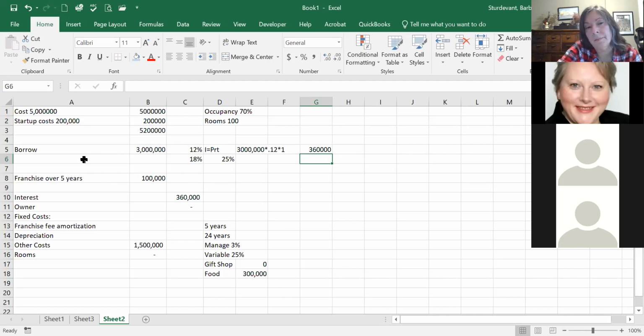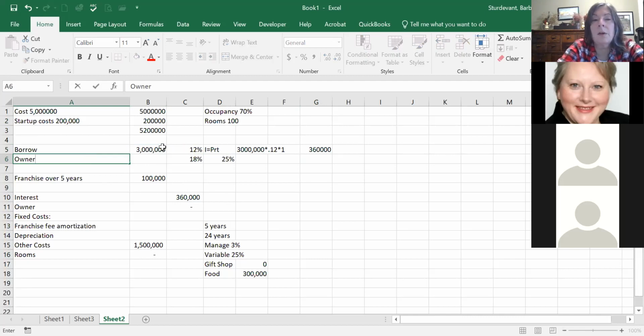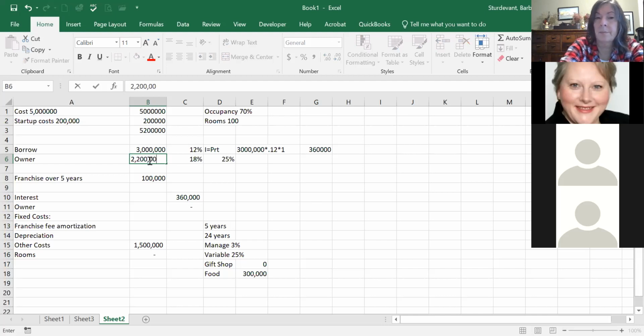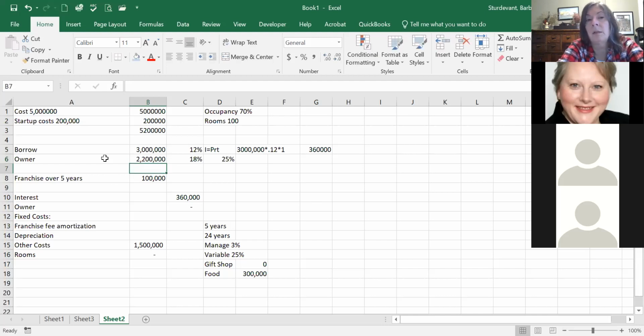So let's look up here. Total cost of the project is $5,200,000. If we're going to the bank for 3 million, that means the owner has to put in the rest. So the owner is going to put in the other $2,200,000. So if they don't tell you, just figure it out. They're gonna have to tell you either the bank or the owner. They gotta tell you one of the two. So in this case, they told us the bank, so we know the owner has to put in the rest.